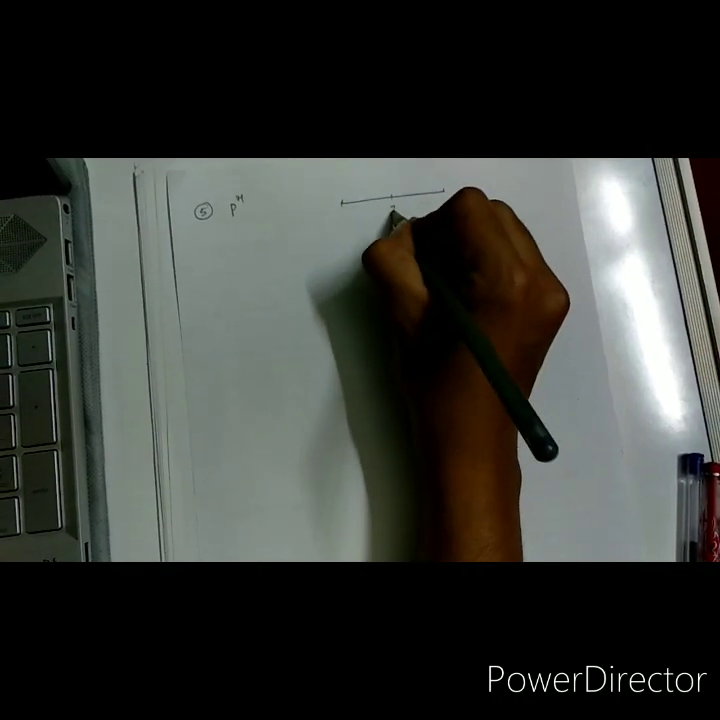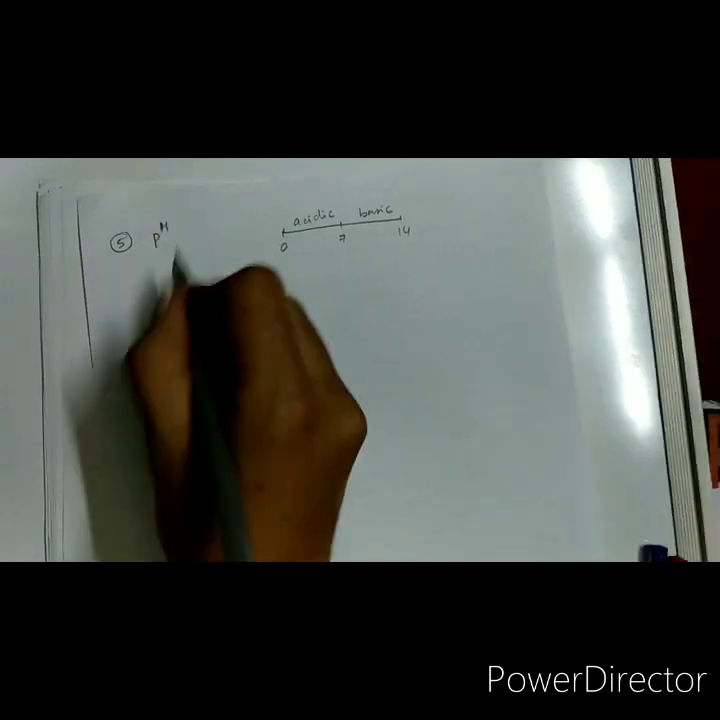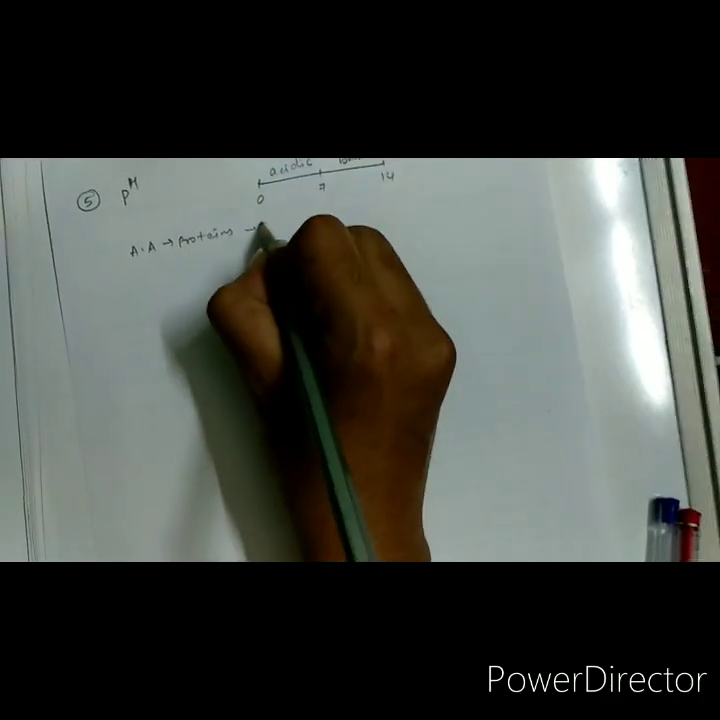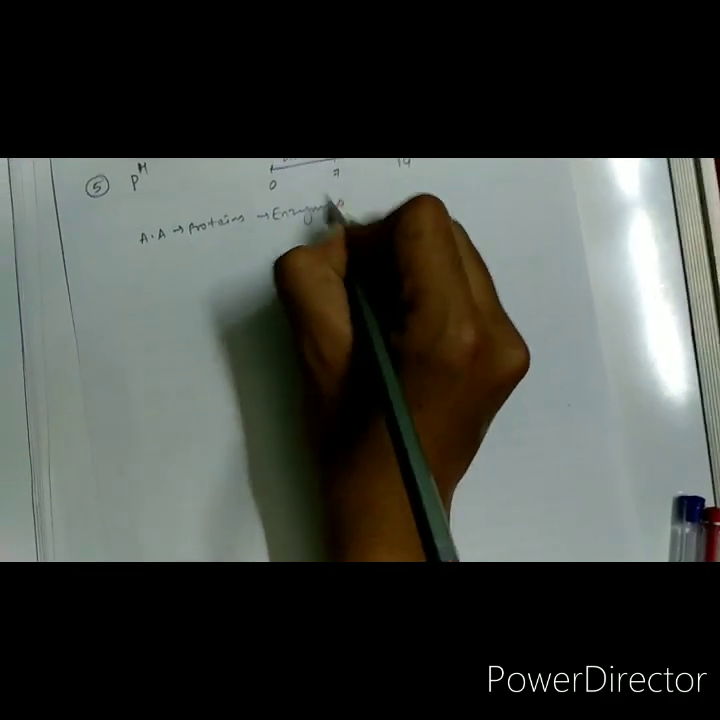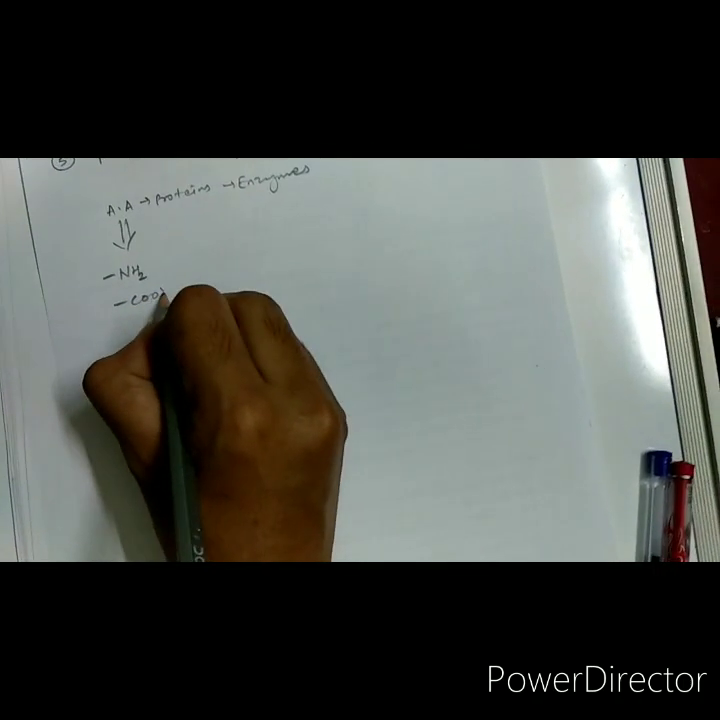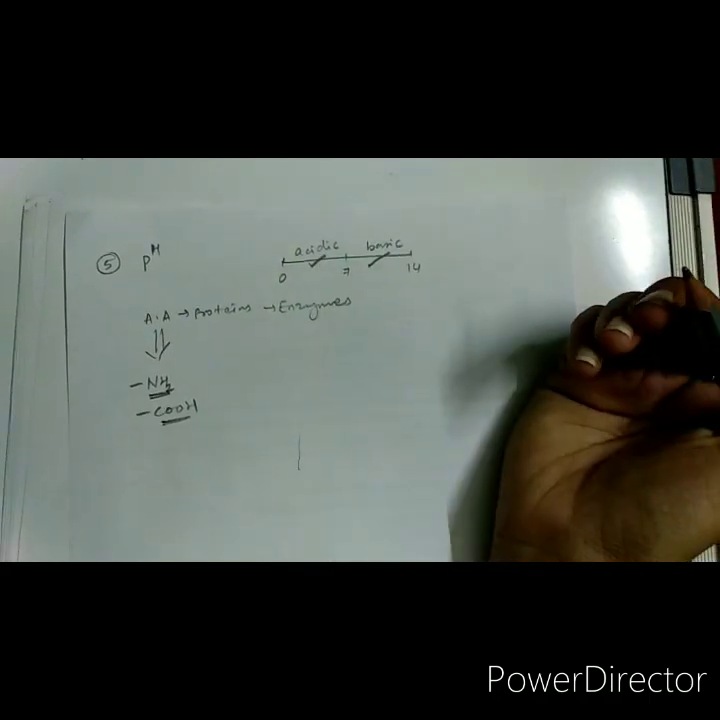Next factor is pH. We know the pH scale of 0, 7 and 14. 0 to 7 is acidic while 7 to 14 is basic. Again, amino acids make proteins and enzymes. These amino acids contain amino functionality as well as carboxyl functionality. The amino functionality is basic and the carboxyl functionality is acidic in nature.